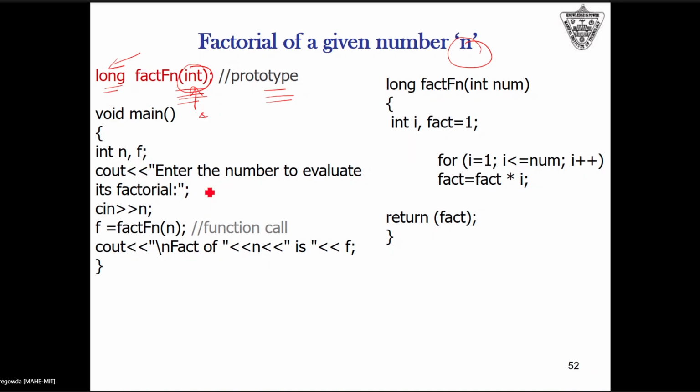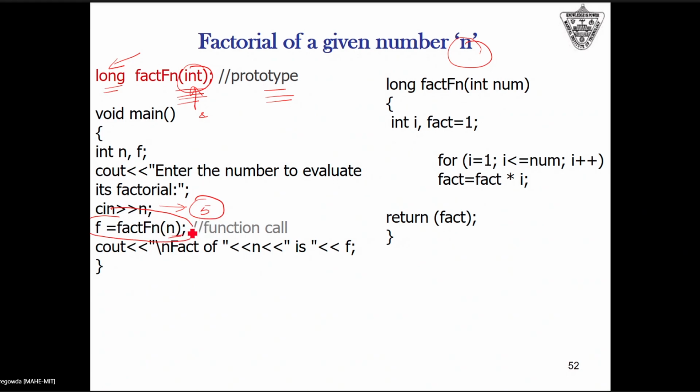So in the main program, what I am doing is I am going to invoke this factorial function with an argument. If you look at this, f is equal to fact fn of n. This is a function call statement which is going to invoke the function fact fn with the value n, where n is an integer. Say, for example, if the value entered for n is 5, then you are going to invoke the fact fn function with the value 5.